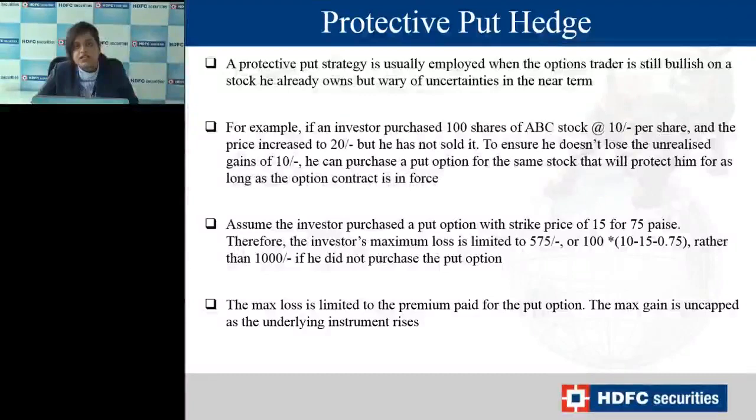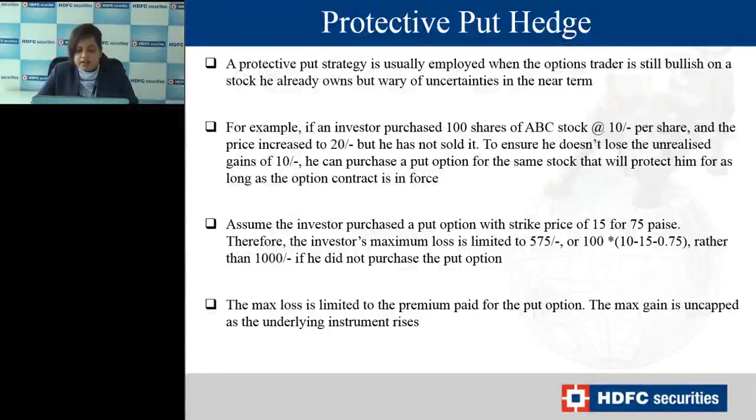He needs to continuously keep hedging. So assume that the investor has purchased the put option with strike price of 15 for 75 paise. So therefore the investor's maximum loss is only limited to 575, because you have purchased this put option, so that becomes your maximum loss.